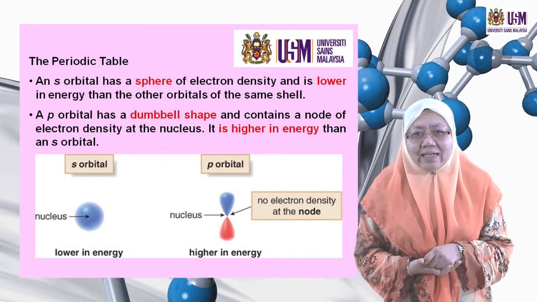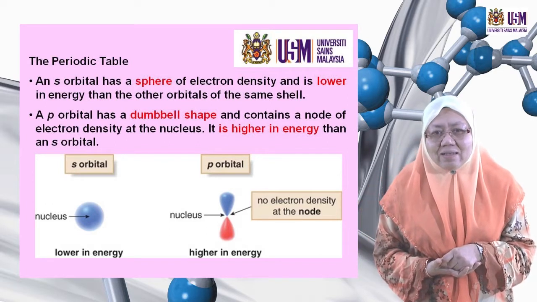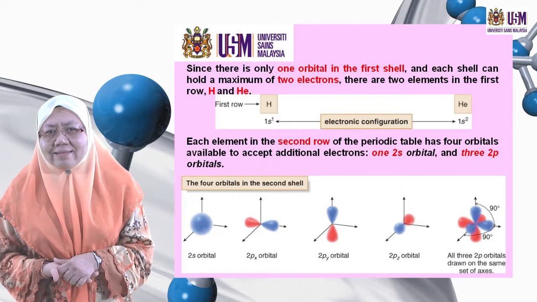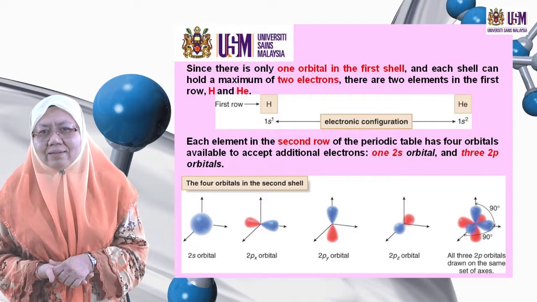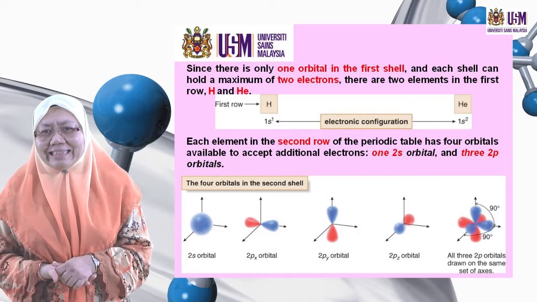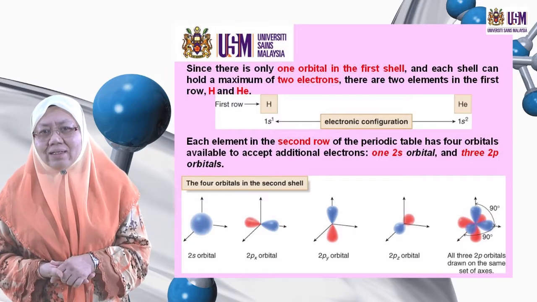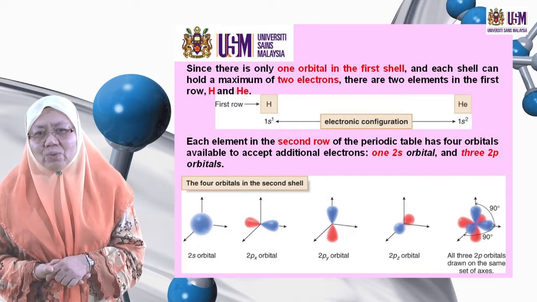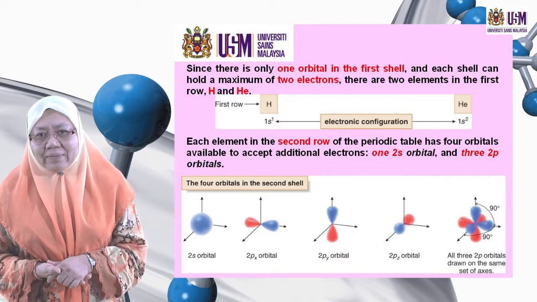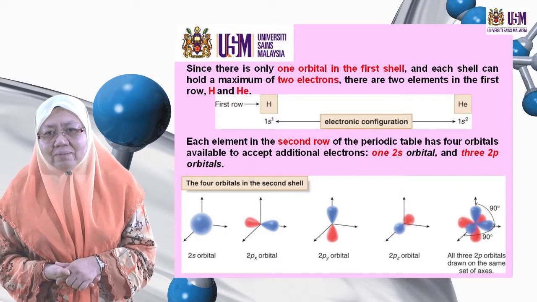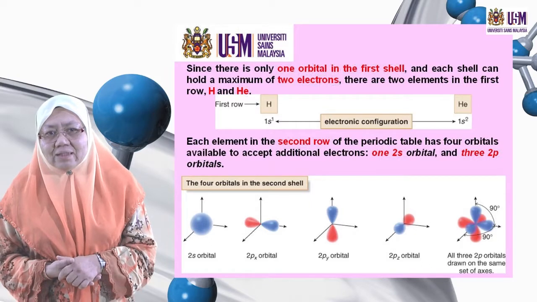It is of higher energy than the s orbital. With reference to the first row, we can see that there is only one orbital in the first shell. So since each shell can only hold two electrons, there are only two elements in the first row, which is the hydrogen atom and helium. And hydrogen would have a configuration of 1s1, and helium has a configuration of 1s2.